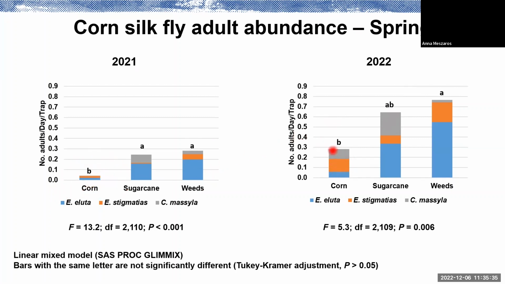Here it was a little trickier, but the relative proportion of Euxesta stigmatias compared to the Euxesta eluta and Chaetopsis macilla was higher in the corn. So again, relatively speaking, a lot of orange in the corn, whereas in the sugarcane and the non-crop habitats, you see a lot of blue. Euxesta eluta was, relatively speaking, the most common.